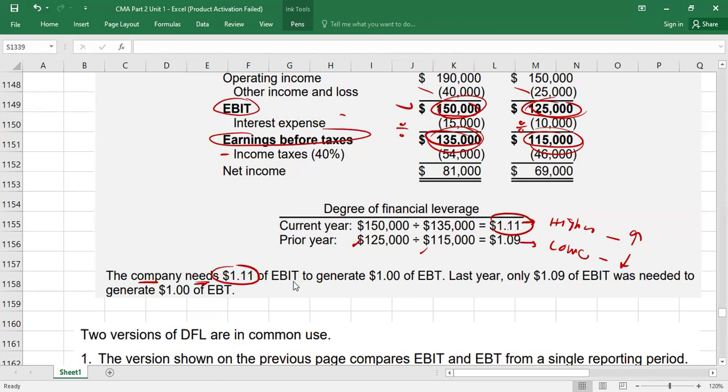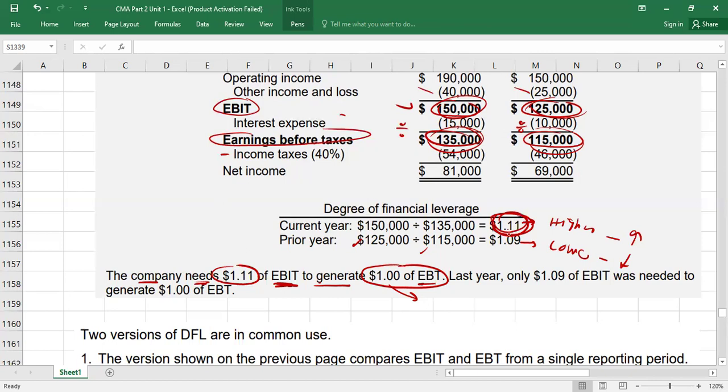$1.11 of EBIT, the numerator. The company needs $1.11 of EBIT to generate $1 of EBT. Please remember here we keep EBT as $1. Okay, so here you will relate the answer first with the EBIT. The company needs 1.11 of EBIT to generate $1 of EBT.